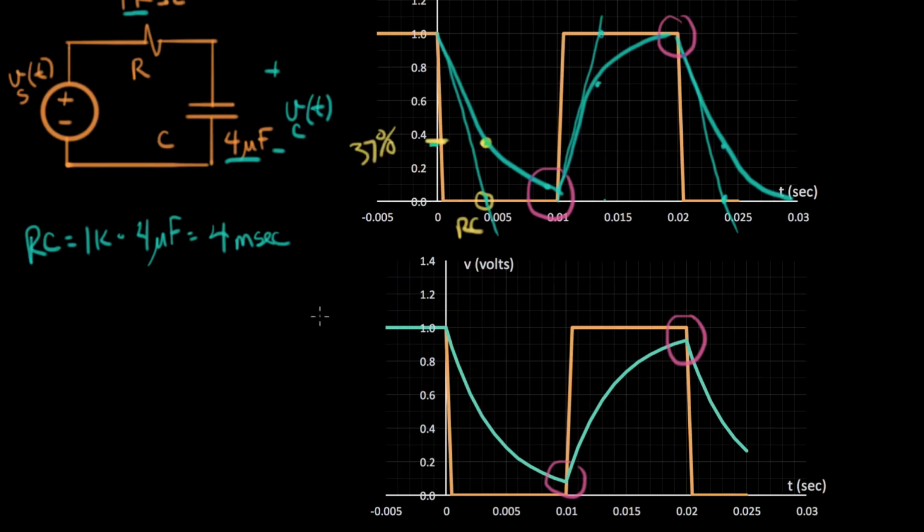So that's just a nice little skill to have when you're looking at exponentials, which you do all the time if you're designing computers, or any other kind of circuit that has sudden changes in voltage like we had here.